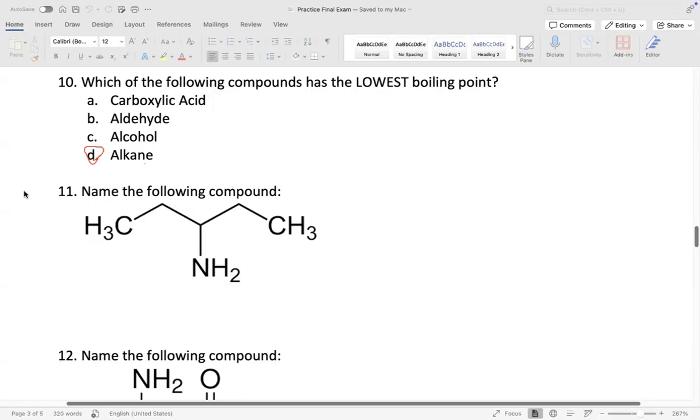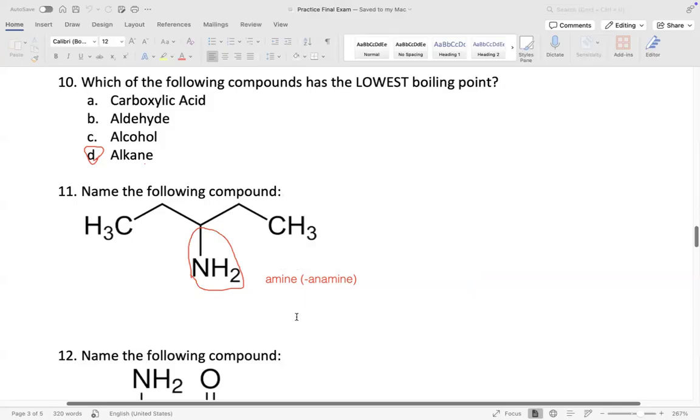So next we come back to a couple naming questions. This one, number 11, I think we already did this. Well, we'll do it again. All right. So first step is to identify the functional group. So here's the functional group. I have an amine. This is an amine. And so it has the ending amine. All right. So I know what my suffix is. I know where my functional group is.